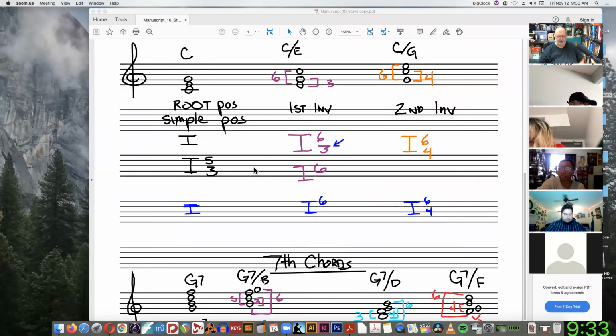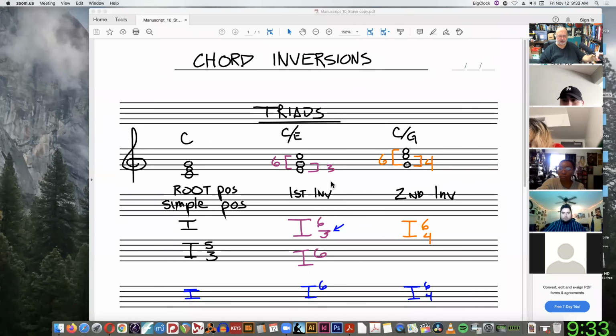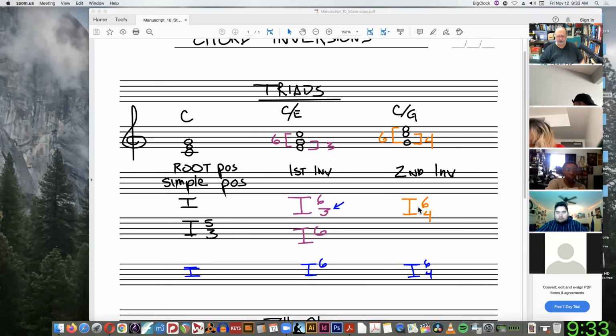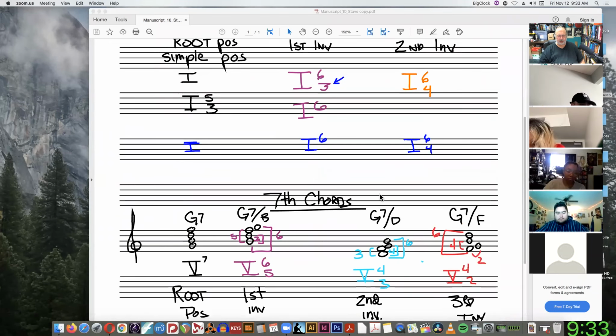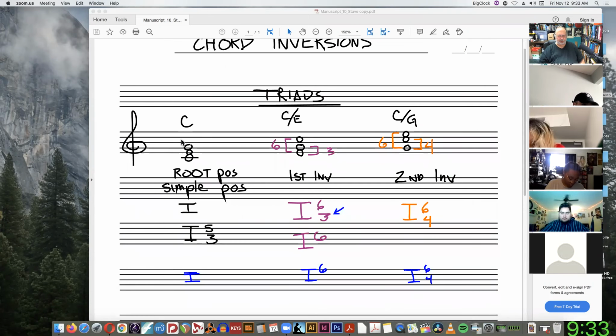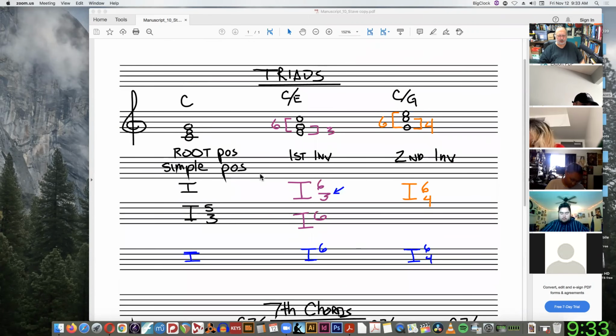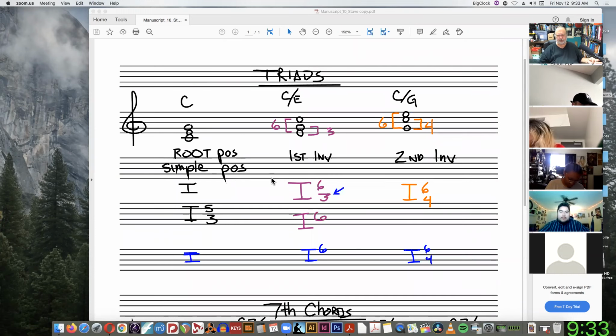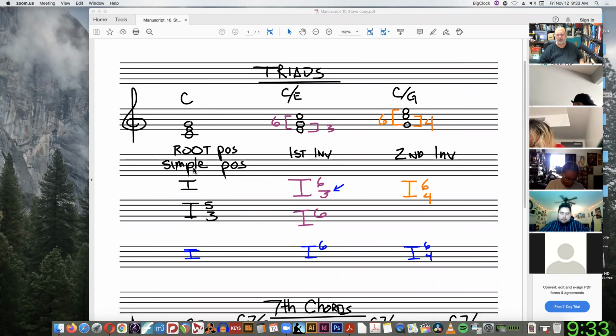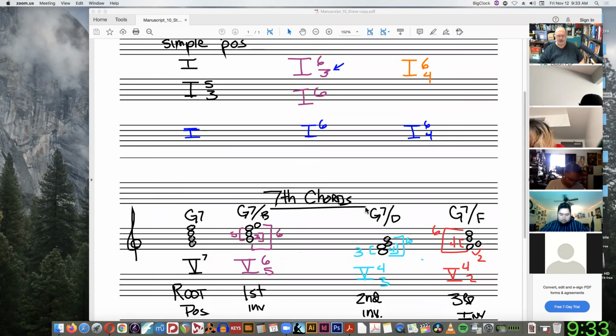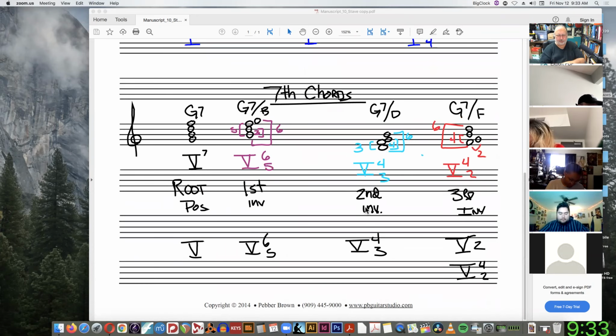Okay, we talked about this the other day, the inversions of triads. Do you guys remember this? So the numbers: first inversion is a 1-6, second inversion is a 1-6-4. And that Roman numeral, we're just happening to be talking about C major. We can have a 2-6, a 3-6, a 4-6. Any chord in the scale can have a 6 as a first inversion. And now seventh chords are four note chords.